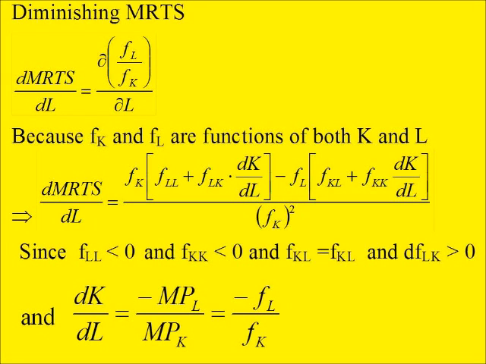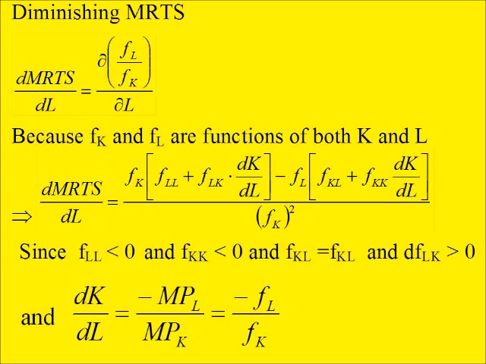To see this, all we have to do is take the derivative of the marginal rate of technical substitution with respect to labor or capital. Since labor is on the horizontal axis, we'll concentrate on labor. The marginal rate of technical substitution is simply the marginal product of labor over the marginal product of capital, so I take the partial of this with respect to labor. Because the marginal rate of technical substitution is a fraction, we're going to have to apply the quotient rule. And because f_K and f_L are both functions of K and L, we're going to have to apply the chain rule within there.